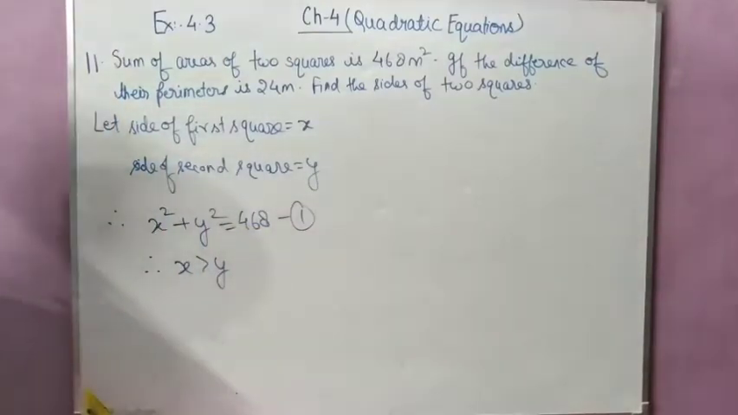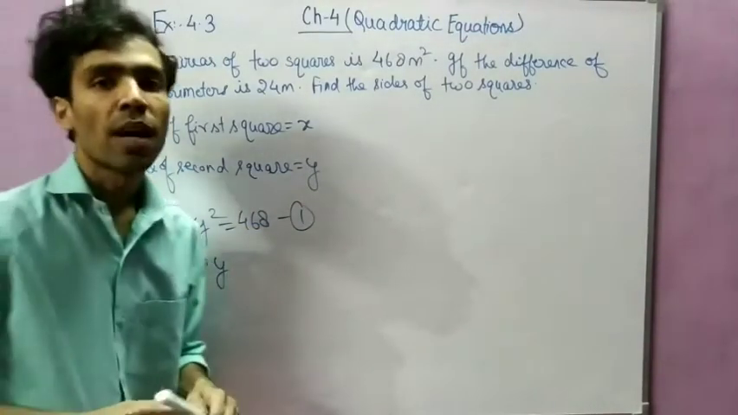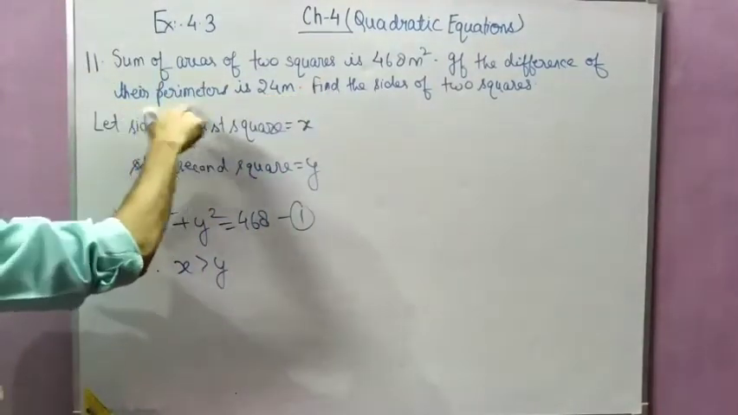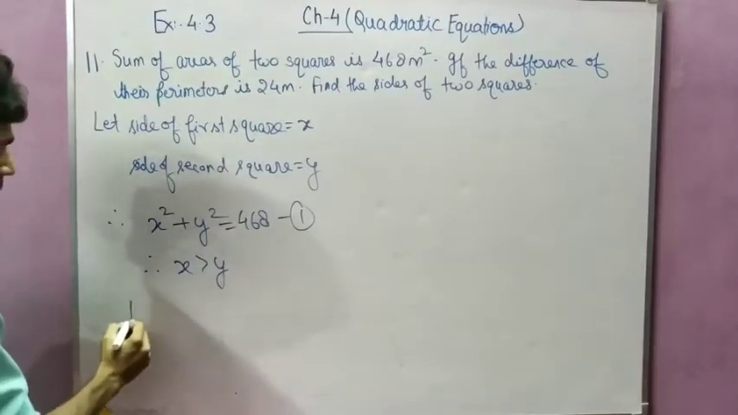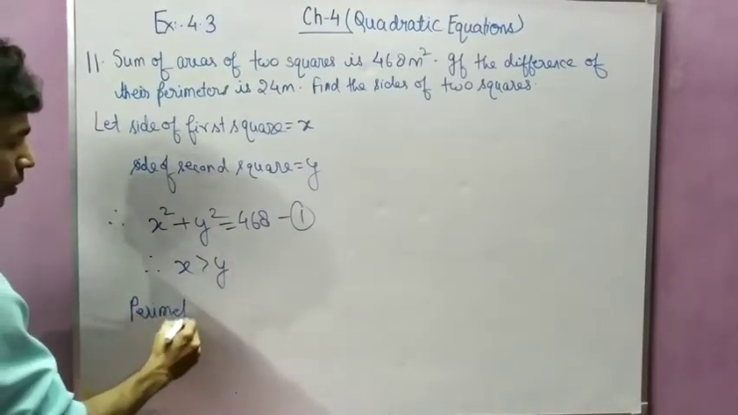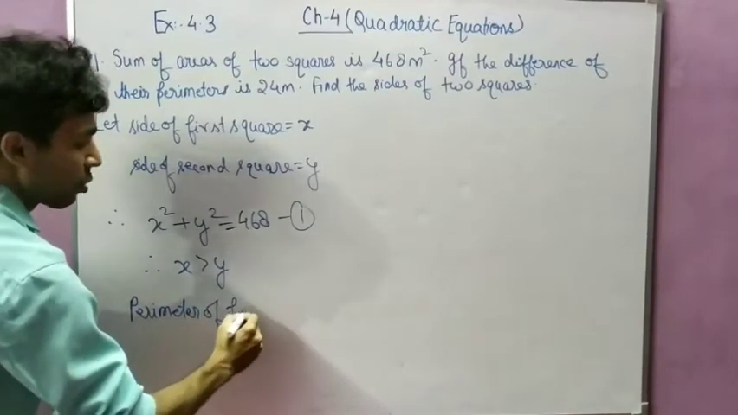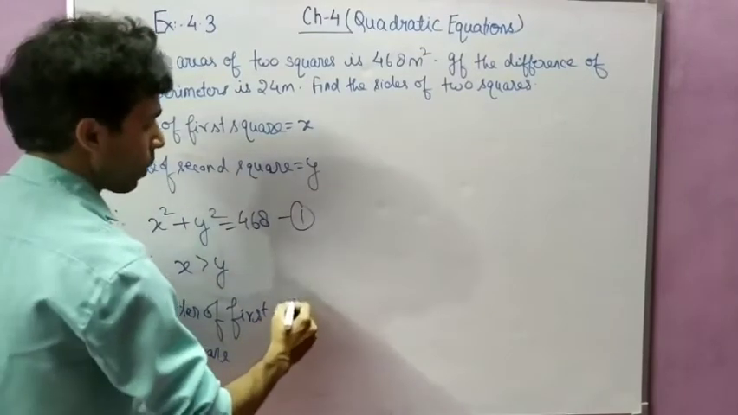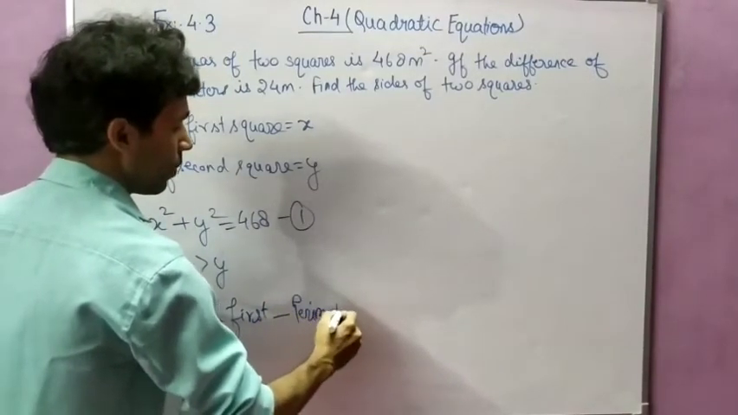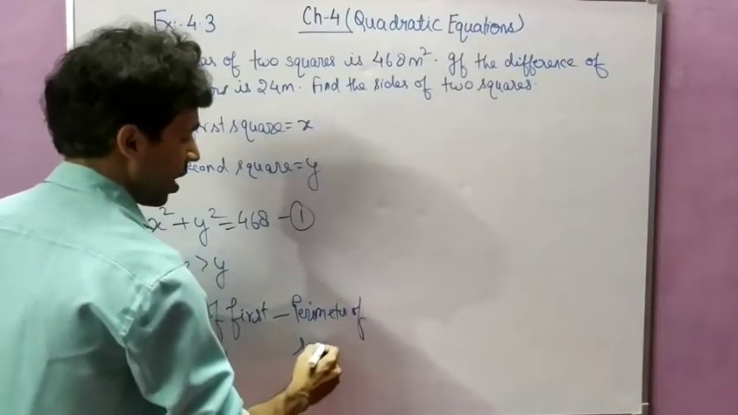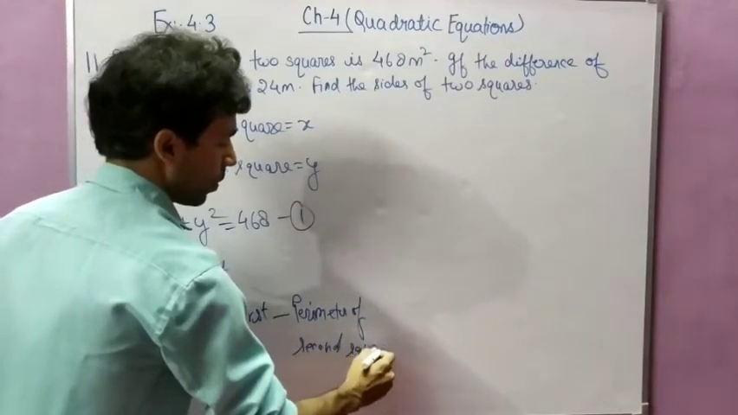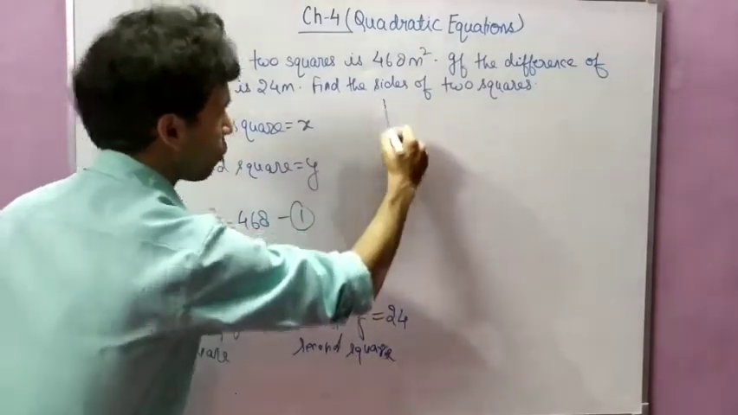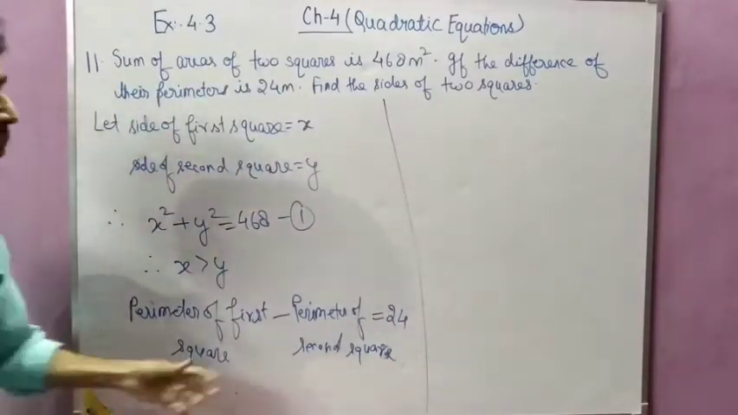So what is the perimeter of a square? We all know that the perimeter of a square is 4 into side. According to the question, the difference of their perimeters is given, so I will write: perimeter of the first square minus perimeter of the second square is equal to 24. It is given in the question.